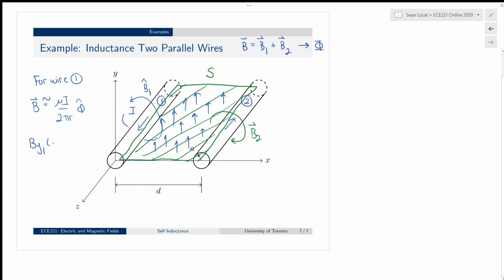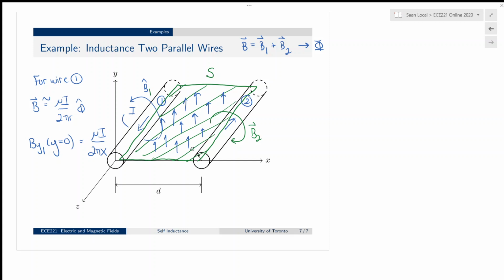So this is technically in the plane y equals 0. It's going to be purely y directed. So we can use the expression that we had before, mu I over 2 pi r, but now the radial distance from wire 1 is simply x, right? We don't need to use r anymore because we're evaluating the B field only over this green S area here.